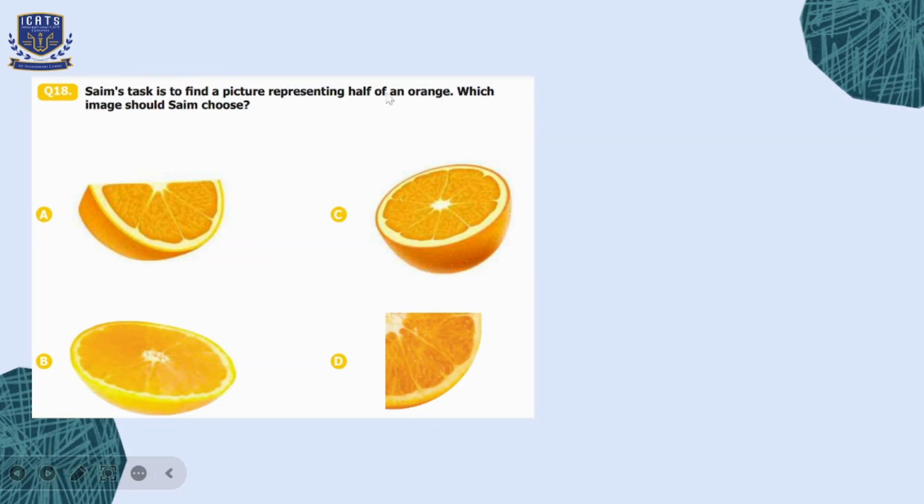The task is to find the picture representing half of an orange. Which image should Sam choose? Here we can see option C is the perfect option, which is representing the half of the orange.